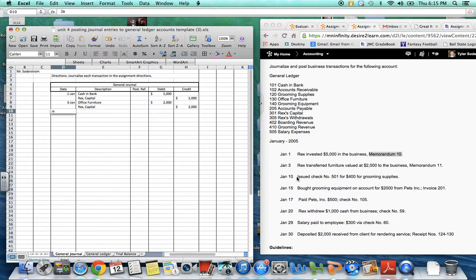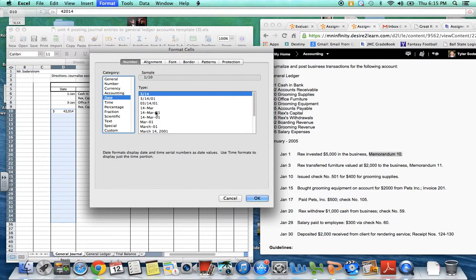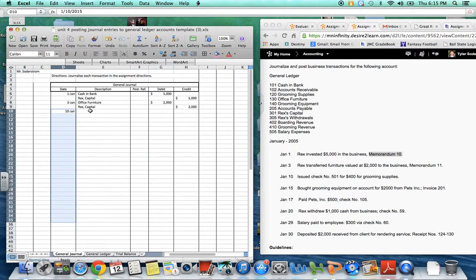Third transaction on January 10th. Oh, I see my date's getting messed up again here. I'm just going to change the whole column quick. Okay, on January 10th, I issued check number 501 for $400 for grooming supplies. So I'm paying cash for grooming supplies. So since I'm increasing the amount of grooming supplies I have, which is an asset, I'm going to be debiting that account. Assets always increase with a debit. Since I'm paying cash, I know the amount of cash I have is going to be decreasing. Cash is an asset, and it decreases with a credit. So I'll credit cash in bank.